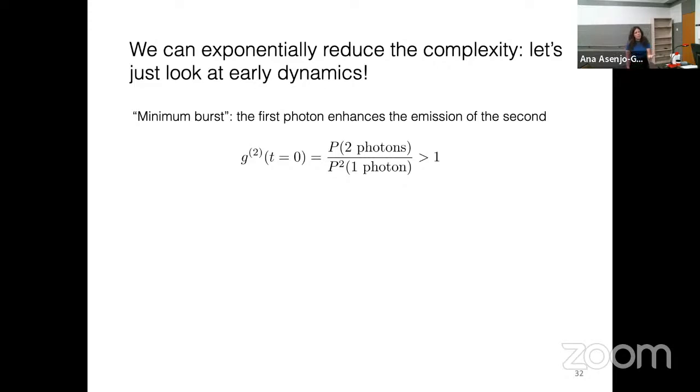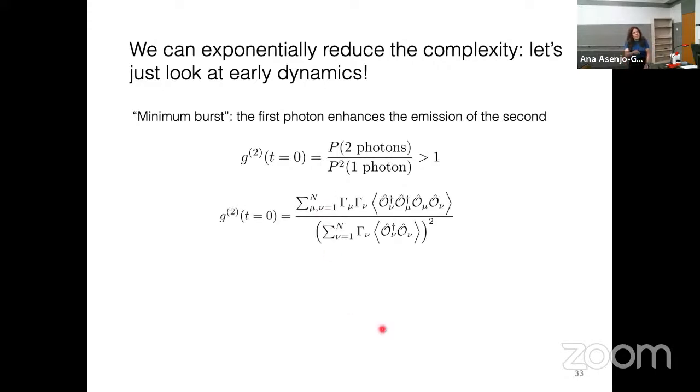And so I can define this in terms of a second order correlation function, that is the ratio between the probability of emitting 2 photons divided by the probability of emitting 1 photon squared. If this is larger than 1, then the second photon will be emitted faster than the first. This is the number that we have to calculate, and we can do that in a page, basically.